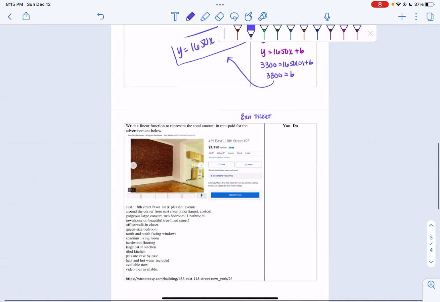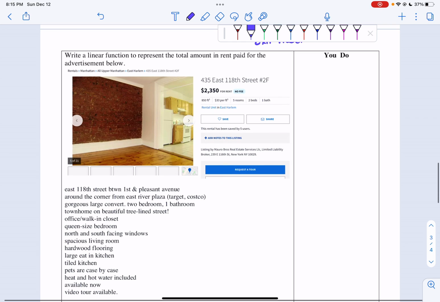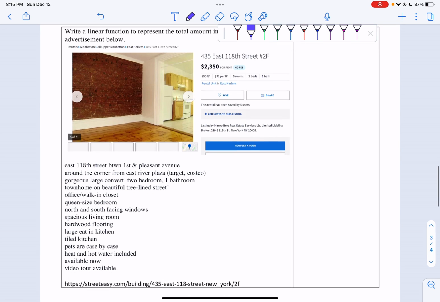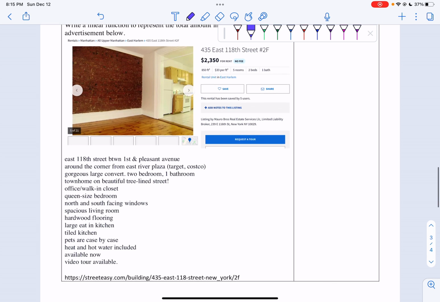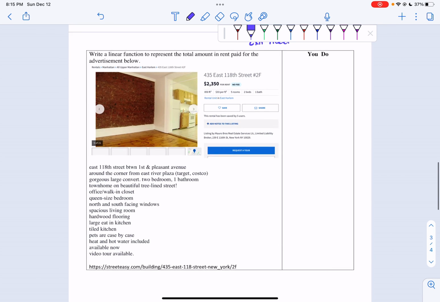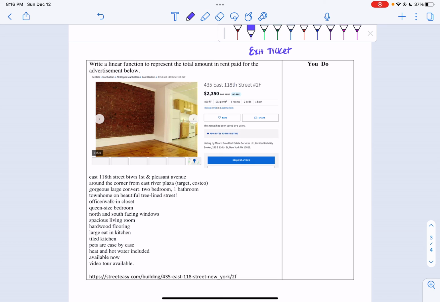So now, by yourself, you're going to complete this exit ticket for this nice 2-bedroom apartment in East Harlem, not far from the East River. If you have any questions, email myself or Ms. Townsend. And again, this is a no-fee apartment.